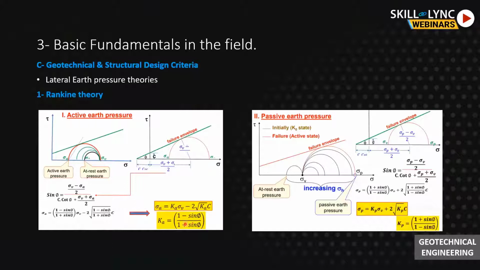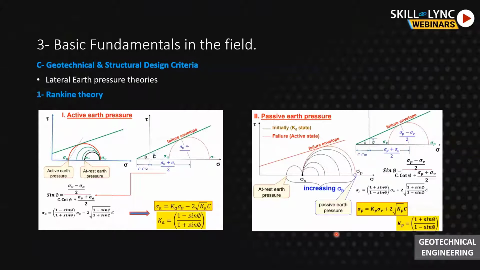1 plus sin phi, and K naught will be equal to 1 minus sin phi. And the total earth pressure will be K active into the vertical pressure, gamma into H, minus 2 into the square root of K active into C if we have cohesive soils. And K passive would be equal to 1 plus sin phi divided by 1 minus sin phi, plus 2 square root of K passive into C if we have cohesive soil.